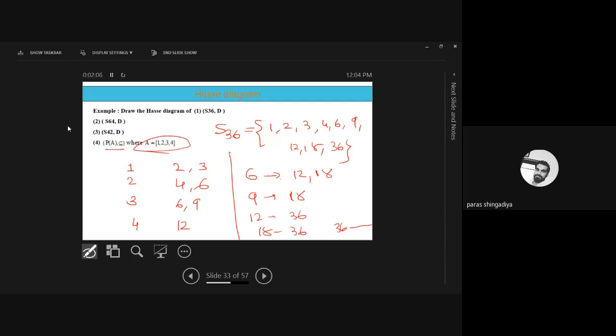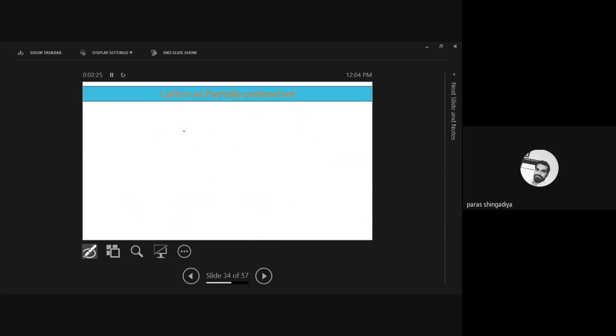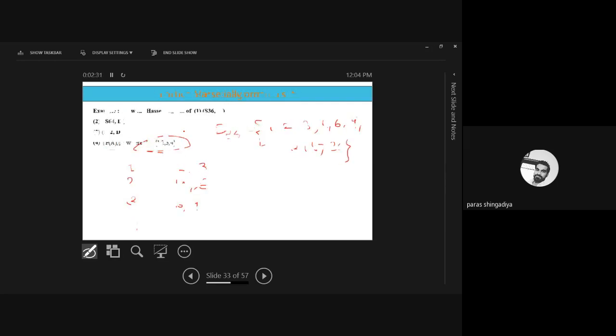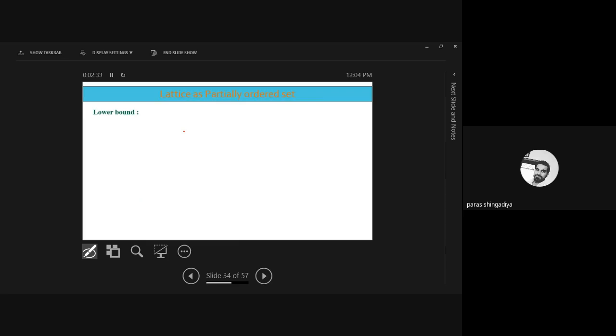And the same you can try for S64, D, S42, D, and P of a subset where A is equal to 1, 2, 3, 4. Okay, this is for your practice. Is there any confusion about how to check the cover elements and how to check the S diagram? If you have any doubt, please ask. And from the next lecture, we'll start the next theory. Lattice is a poset. Today we'll keep up to this. If you have any doubt, you can ask.